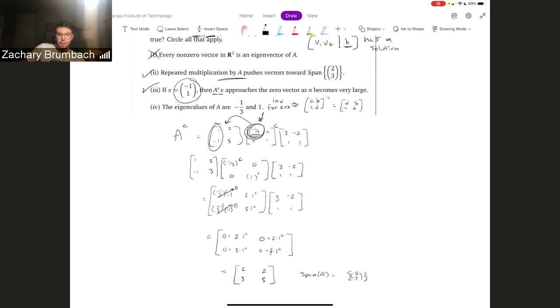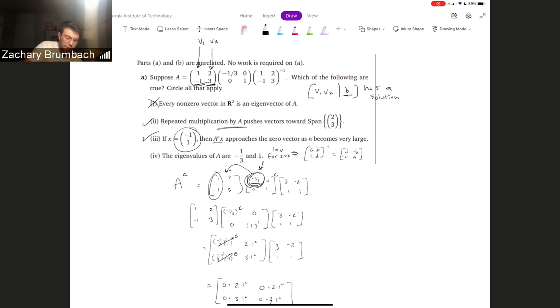Questions on that? And then for 4, that one should be pretty straightforward. Eigenvalues of A, boom, boom, done. Pull it right off the diagonal in the middle.